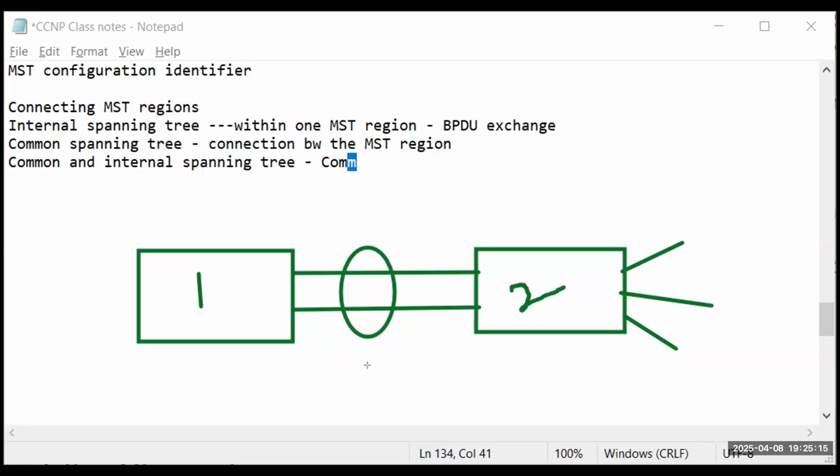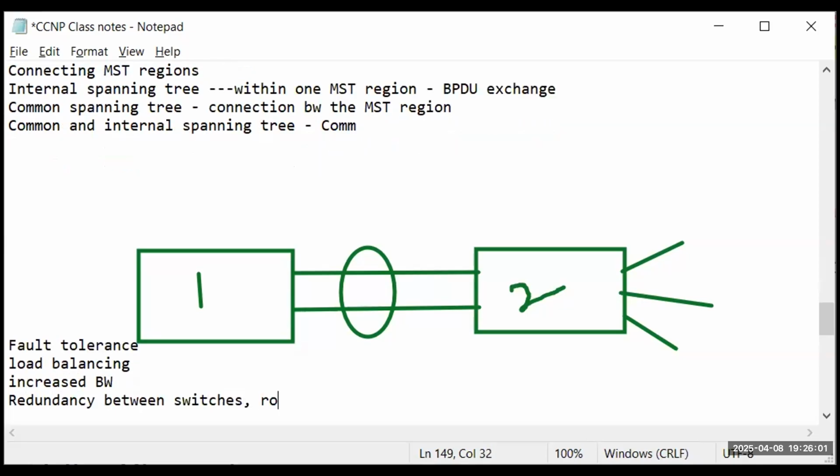So what is achieved here is fault tolerance, load balancing, increased bandwidth, redundancy between switches, routers, servers, etc., whatever is connected in the switches. These things can be achieved by Ether channel. Ether channel technology makes it possible to combine any number of multiple links between the switches to speed up the switch performance. It's originally a Cisco proprietary protocol.